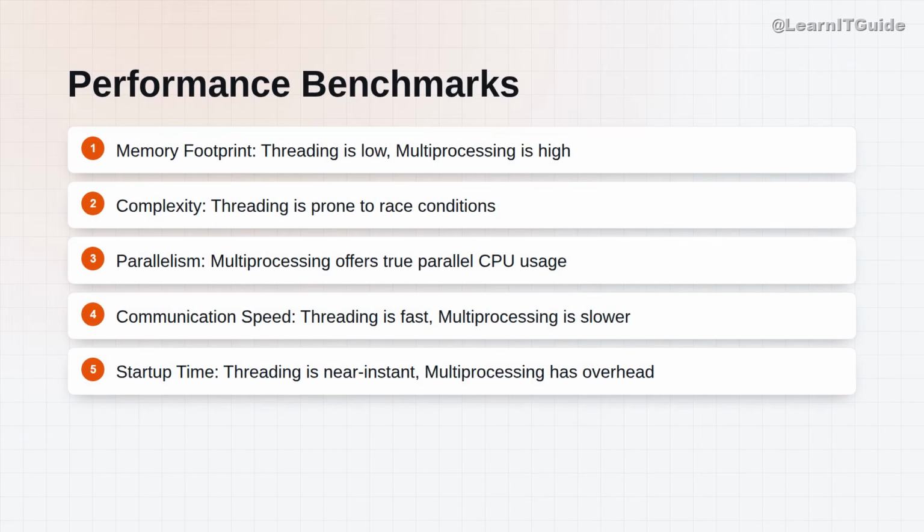First, memory footprint. Threads are cheap because they share memory. Processes are expensive because each clones the Python environment. Second, complexity. Threads are dangerous because of shared state. Third, parallelism. Multiprocessing is the only way to get true CPU parallelism in Python. Fourth, communication speed. Passing data between threads is trivial. Passing data between processes requires serialization. Finally, startup time. Spawning a thread is fast, but starting a new process has significant overhead.